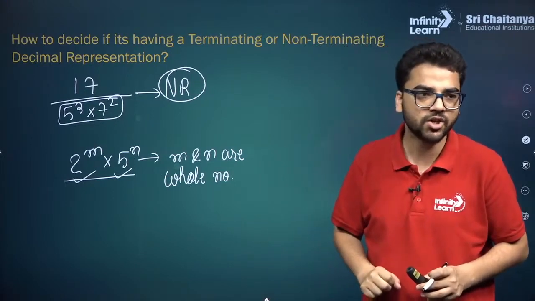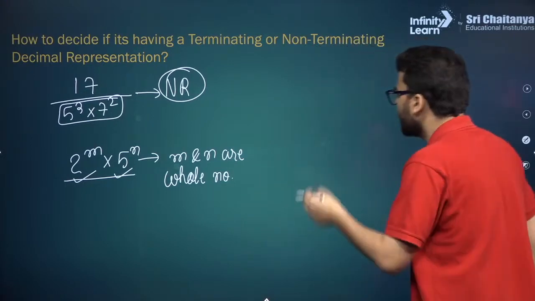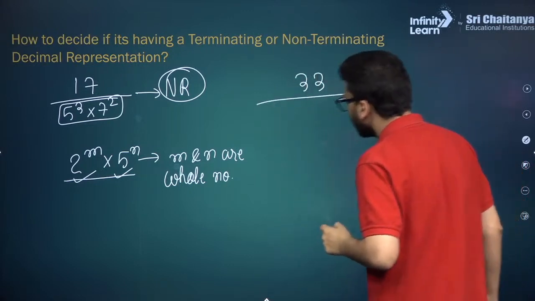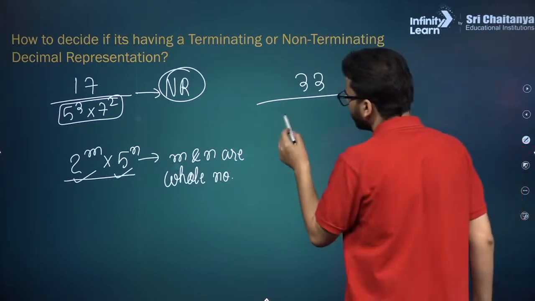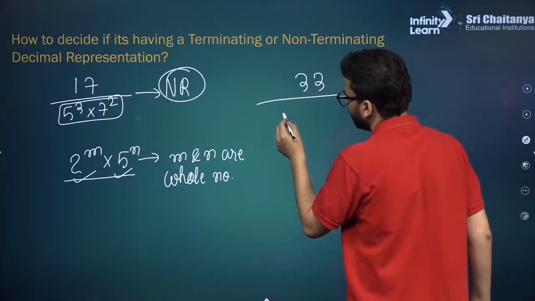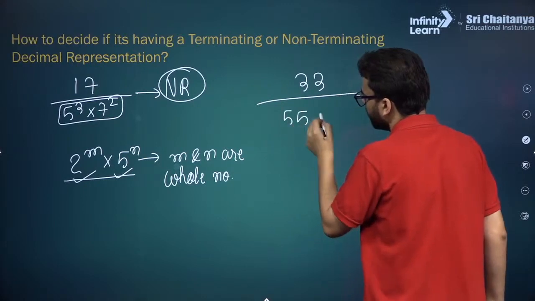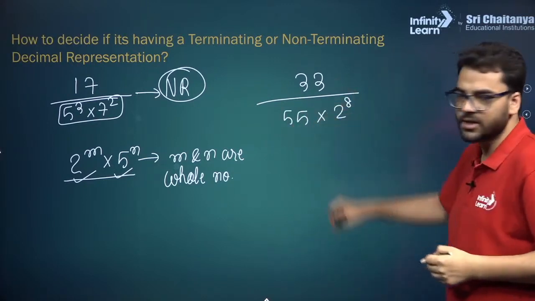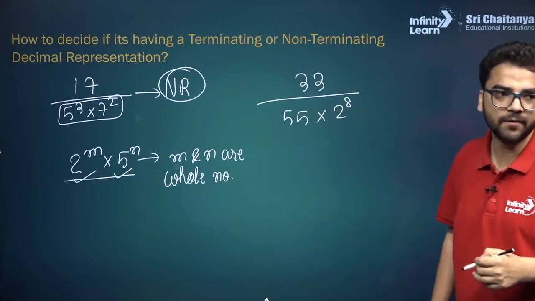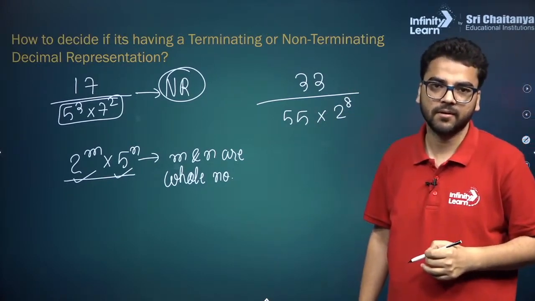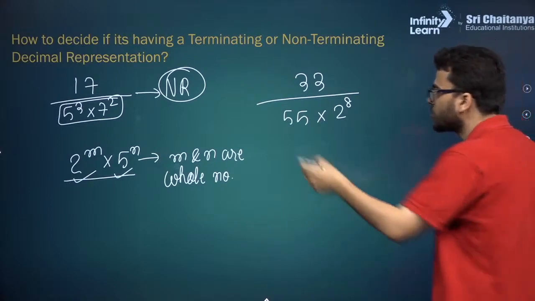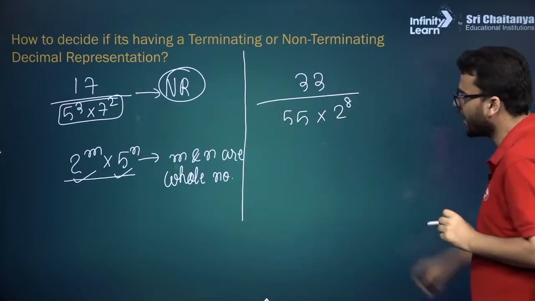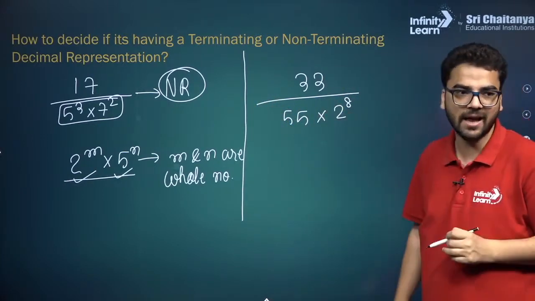I hope it is clear now, Sakshi. I'll take one more example. You see over here, suppose I'm taking something like this. Let me think that, for example, now what type of decimal representation will this have? Can you tell me? What type of decimal representation will this have? Without actually dividing, you don't have to actually divide and check what type of decimal representation this will have.